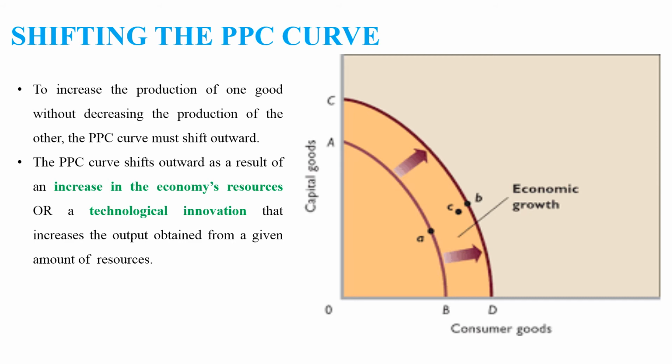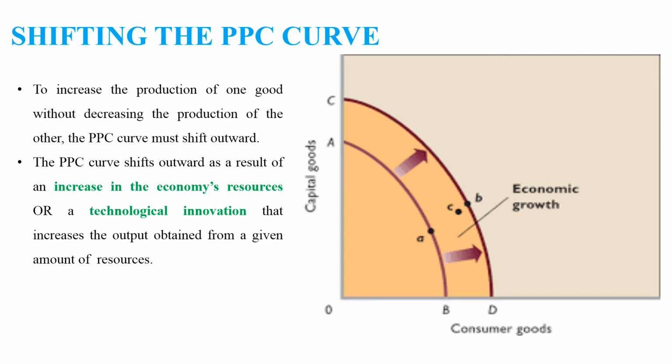How does the production possibility curve shift? The production possibility curve shifts when there is an increase in the economy's resources or there is a technological innovation. When the production possibility curve shifts, it represents economic growth.